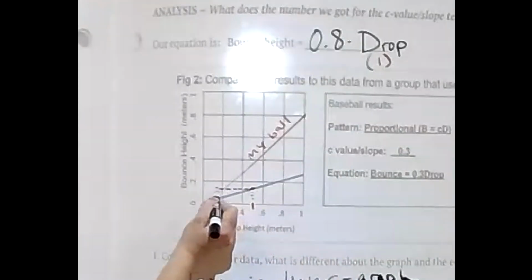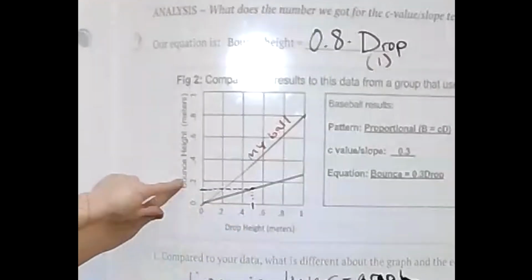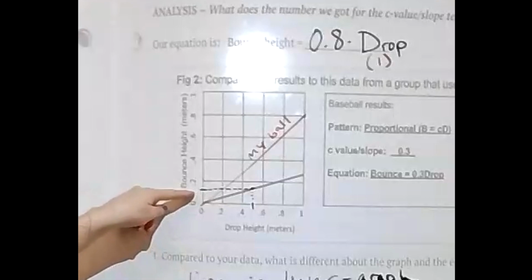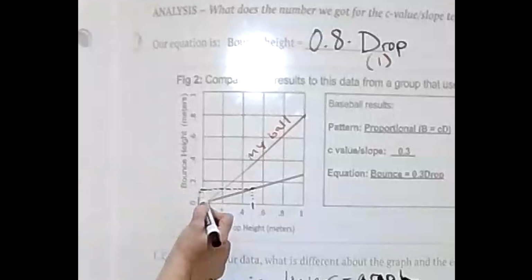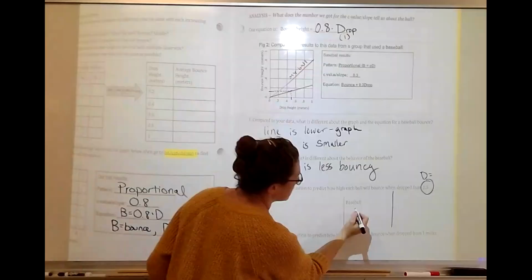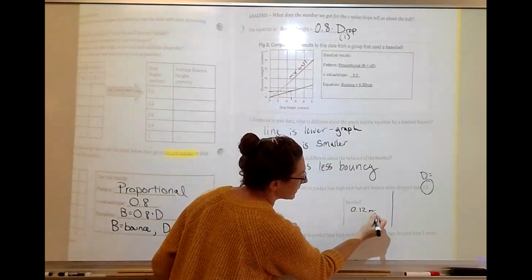Then I'm going to move horizontally over to the y-axis. This will tell me, and now I have to estimate what the bounce height is. It's between 0 and 0.2. Looks like it's a little over halfway. So I'm going to estimate, here would be 0.1, so maybe 0.12. So 0.12 meters.